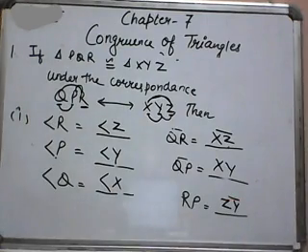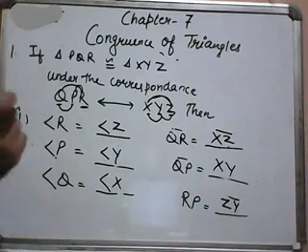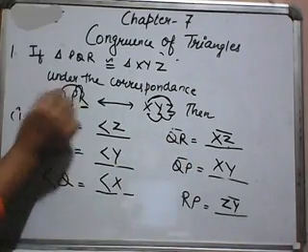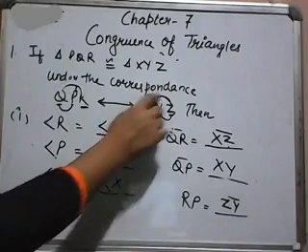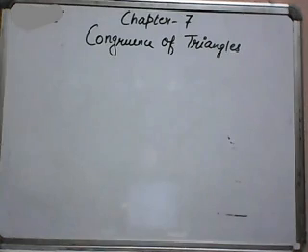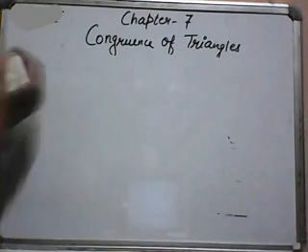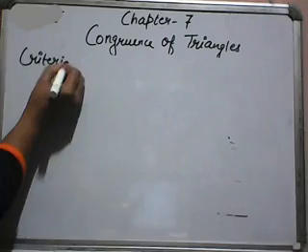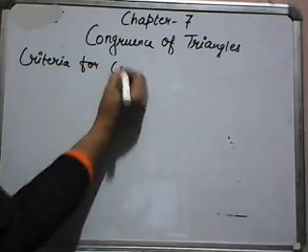In this way you have to find out the sides. You have to check the position of the vertices. Here QR means first and third vertex. In this way you can find the congruent sides, corresponding angles and corresponding vertices. Next topic is criteria for congruence of triangles.